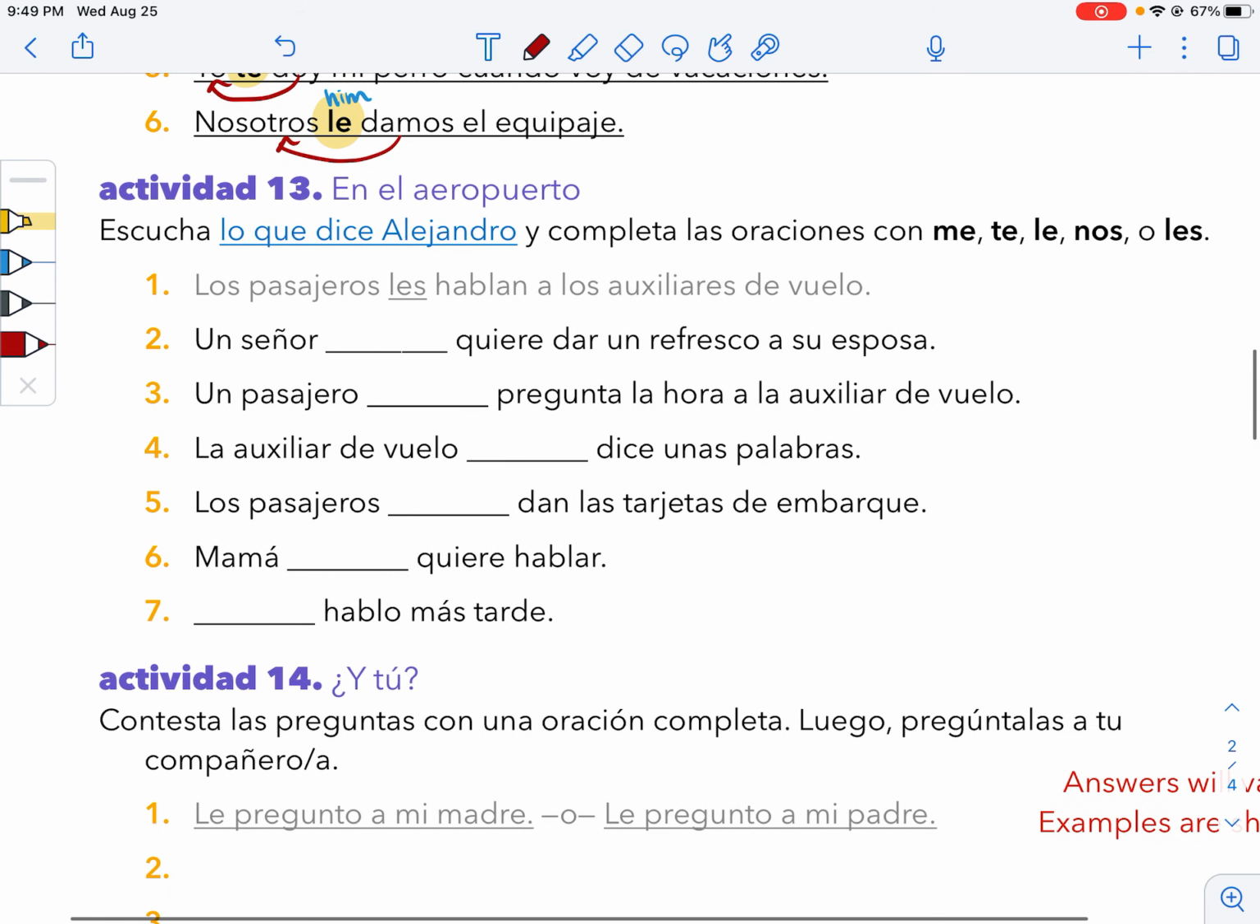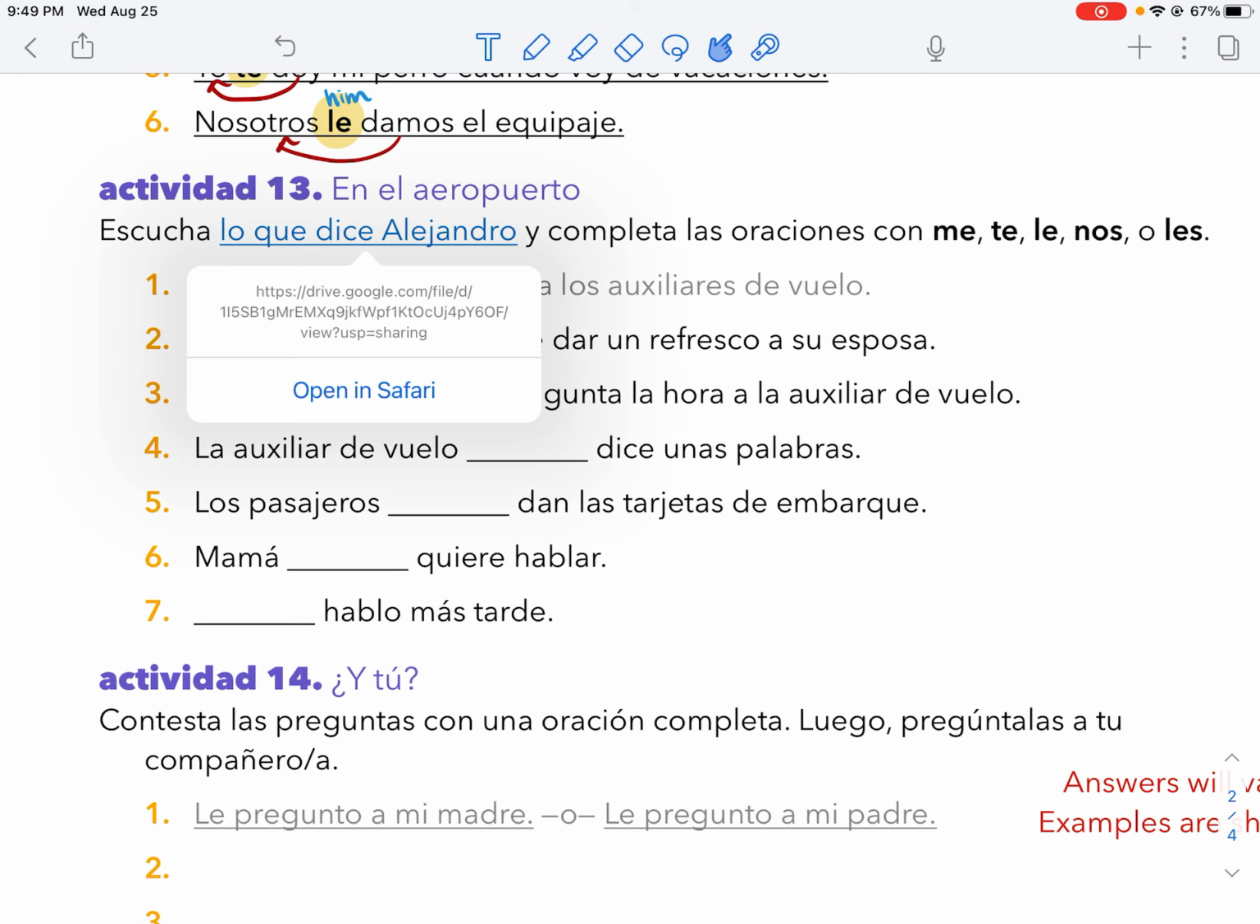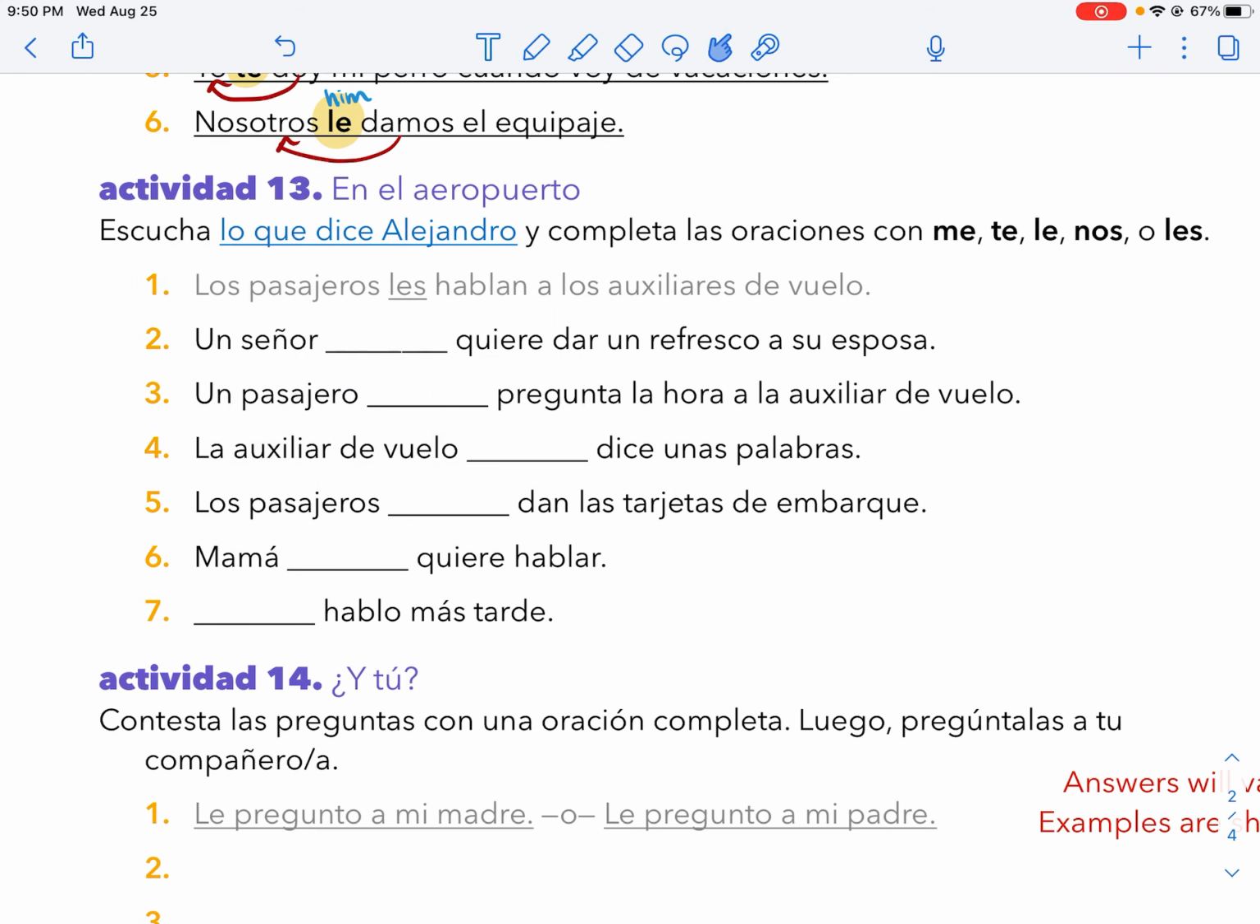Okay, en actividad 3 se van a escuchar el audio. Esto es un enlace, you can tap on it and it'll open a thing. Y completa las oraciones con me, te, le, nos, les. Good. Some of them you have to listen a little carefully because he doesn't straight up say it, but some of them he straight up says. So go ahead and take some time, listen to his audio, and come back to check your work.